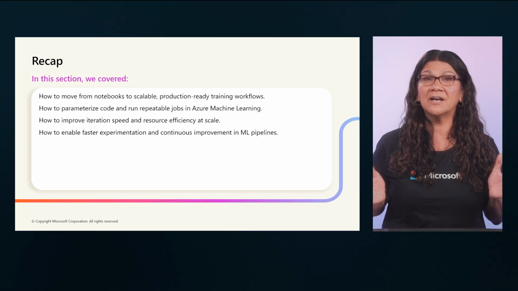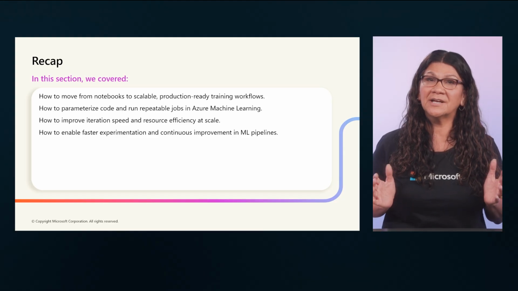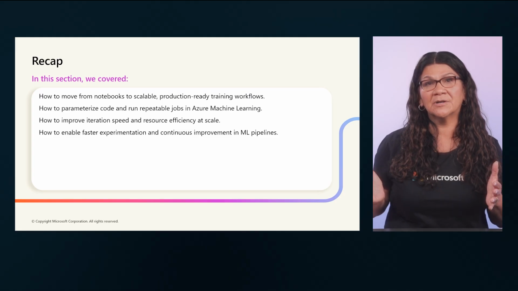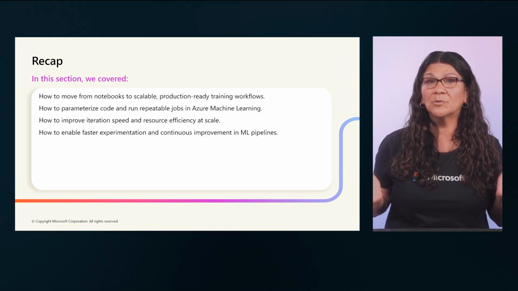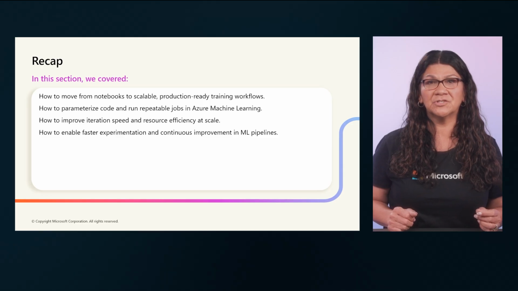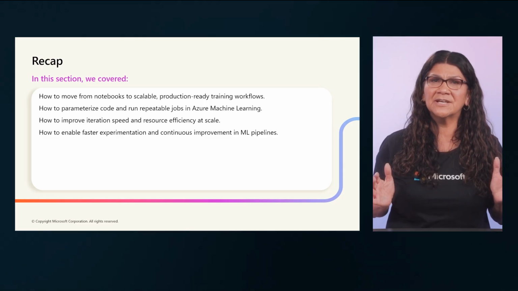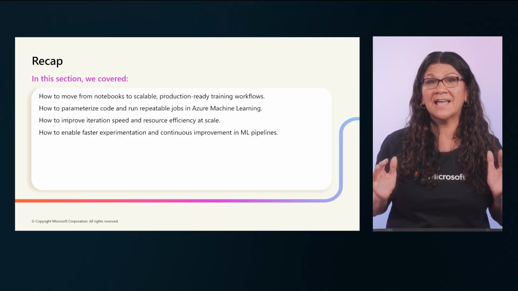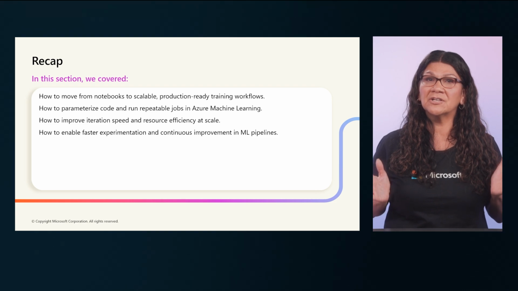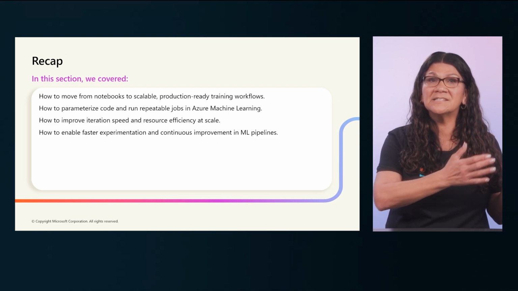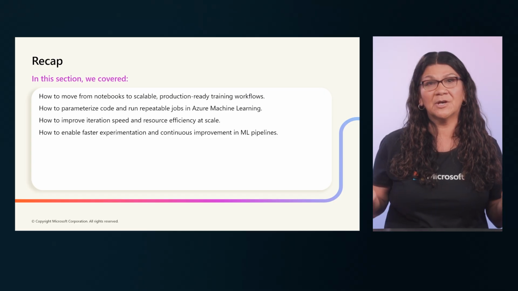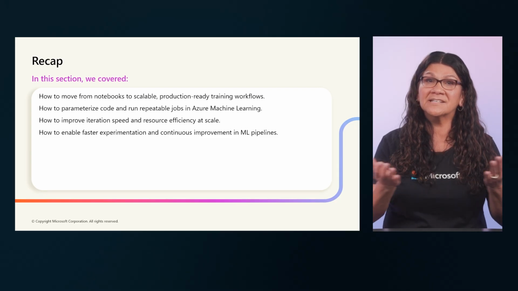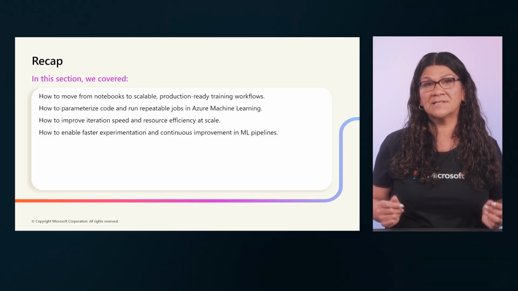You've now seen how efficient training turns good ideas into scalable, production-ready solutions by moving from notebooks to scripts, parameterizing your code, and running repeatable command jobs in Azure Machine Learning. You unlock faster iteration, better resource utilization, and cleaner experimentation at scale. This is where machine learning shifts from explore and test to run with purpose. With the same code, validating locally now executes reliably across clusters and experiments with full traceability.